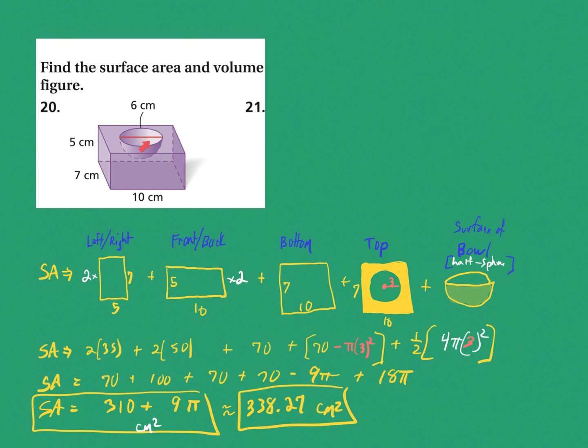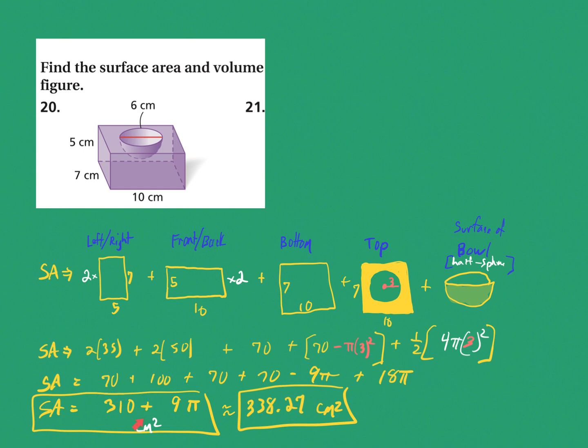And then the surface area of that bowl is a half sphere, and the area of a sphere is 4 pi r squared, 4 great circles. So 4 pi times 3 squared, but we only need half of a bowl. So that was 36 pi, and half of 36 pi is 18 pi.